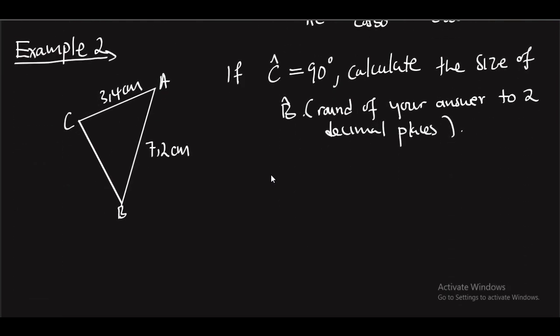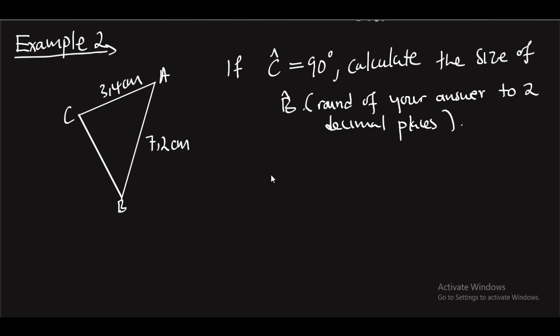Okay, so let's go to example 2. In example 2, we have another triangle. They say now if angle C is equal to 90 degrees, calculate the size of angle B. So they are saying this is a right angled triangle, and the 90 degrees is here.